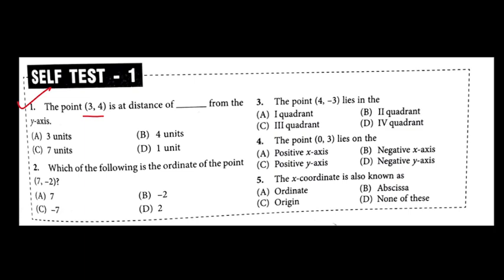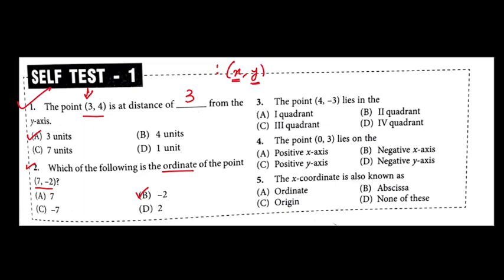Second one: which of the following is the ordinate of the point 7, -2? When we give the x, y coordinates of any point, x is called the abscissa, y is called the ordinate. Here it is asking about the ordinate, which is -2. So B is the answer.